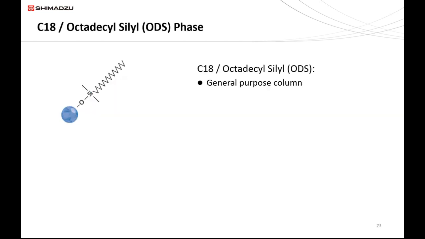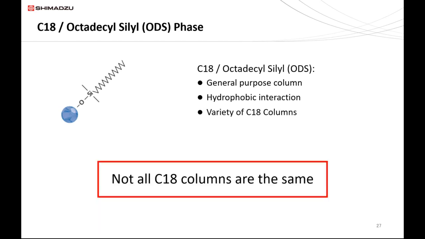C18 columns are the most widely used LC columns. They are bonded with linear chain of 18 carbon, which are also called octadecyl, or in short, ODS. So you may find that some of the column phases are indicated as ODS instead of C18. The main interaction with the analytes is through hydrophobic interaction. While C18 columns are considered general purpose columns, there is still a wide variety of them, and not all of them are the same.